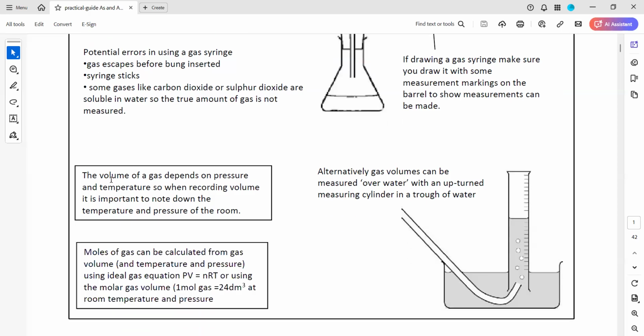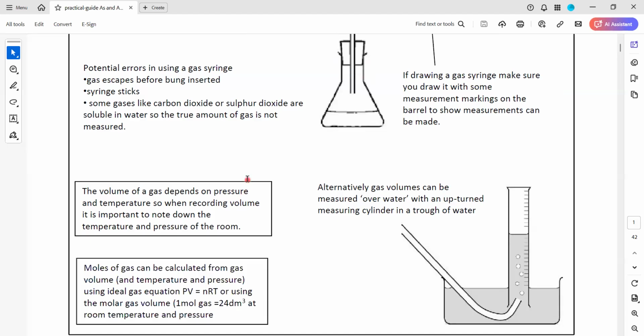Another thing, the volume of a gas depends on the pressure and temperature. So when we are recording the volume, it is important to note the temperature and the pressure of the room as well. Because, according to Charles' law, the volume of a gas is directly proportional to temperature. At higher temperature, we'll get a larger volume of a gas. Same thing, if a variation happened during an experiment, it will result in a different volume, because at high pressure, you will receive a smaller amount of gas.